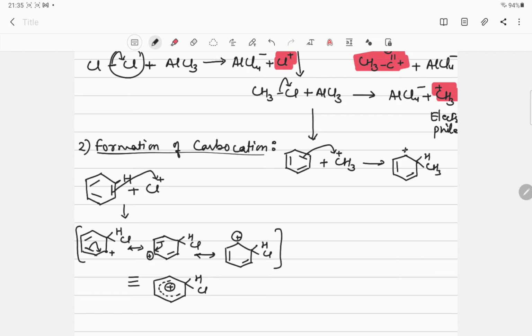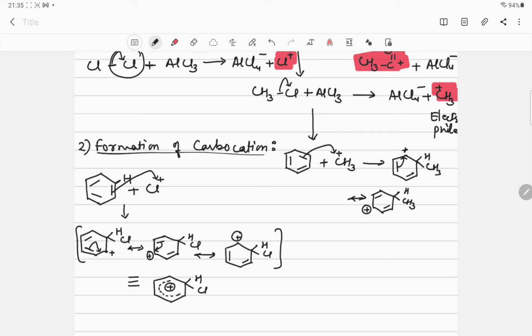Now this positively charged carbon will withdraw this pi pair of electrons towards itself. So that is why the next resonating structure formed will be like this. This won't be disturbed. H, CH3 will remain as it is. This double bond will also not be disturbed, and this double bond shifted here. That is how this carbon now becomes positively charged.